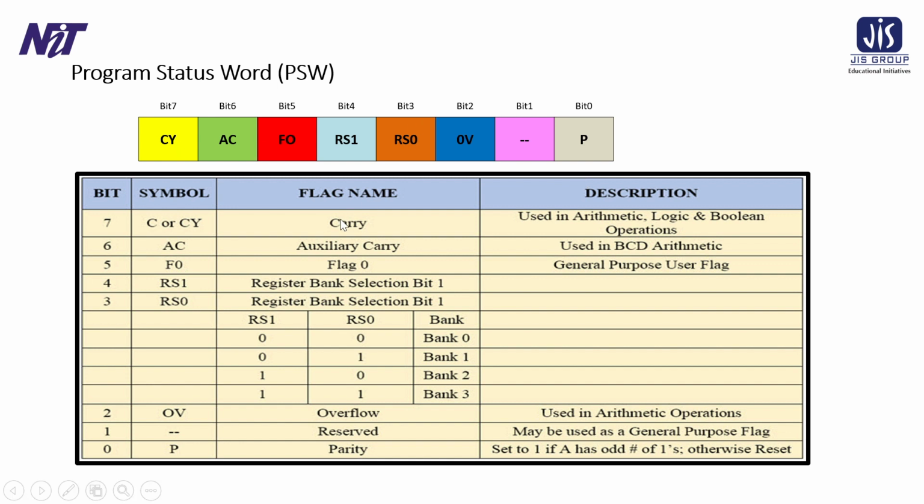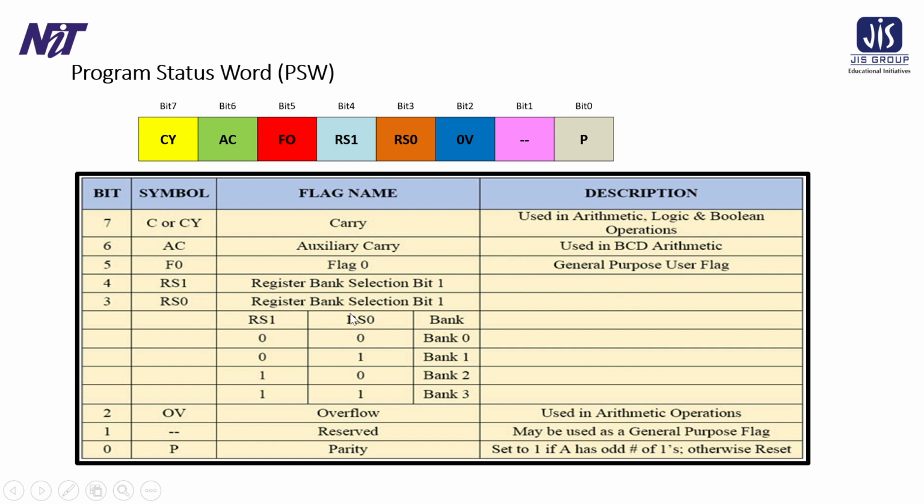Now what is the carry flag? Carry is used in arithmetic, logical and boolean operations. AC stands for the auxiliary carry, used in BCD arithmetic. F0 is the general purpose flag, flag 0. RS1 and RS0 are the register bank selection bits.